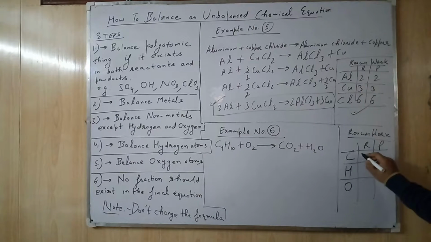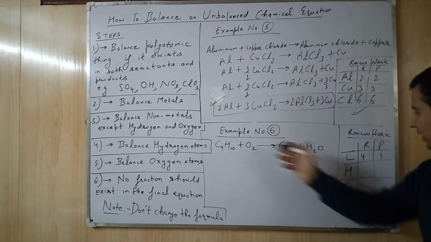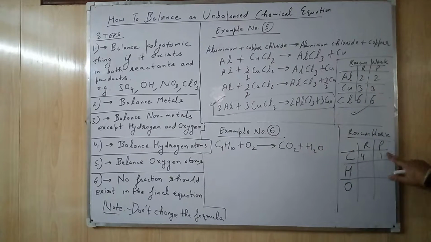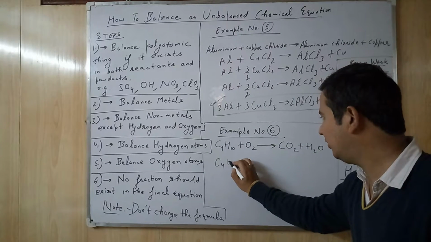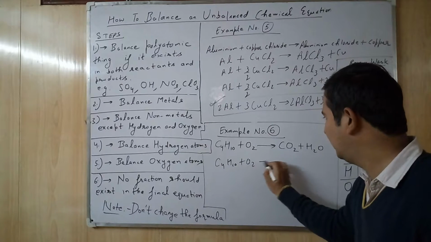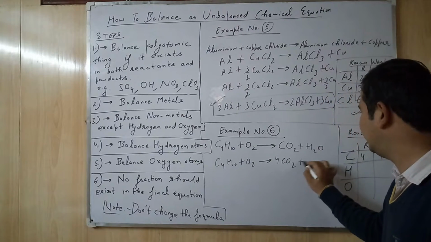How many C's are there? 4. How many C's are there on the right hand side? 1. So 4, 1. You have to make this one 4, so you will add 4 here in the front. So I will update the equation: C4H10 plus O2 gives you 4CO2 plus H2O.